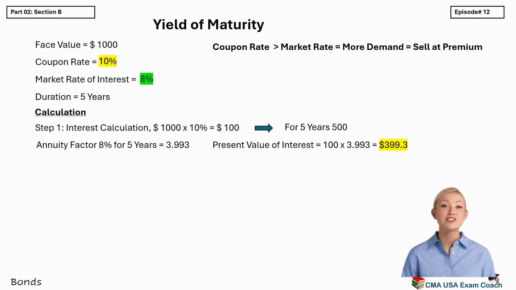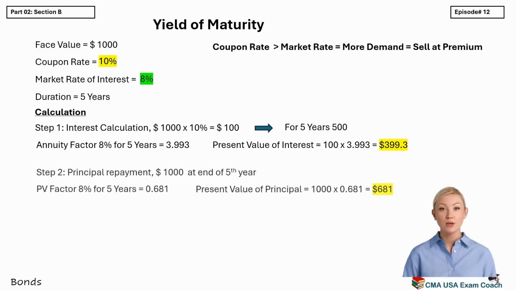Since the bond pays interest every year in equal amounts, we use the annuity table. At a market rate of 8% for 5 years, the annuity factor is 3.993. Now, multiply $100 per year by 3.993 equals $399.30. So, the present value of the total interest payments is $399.30.